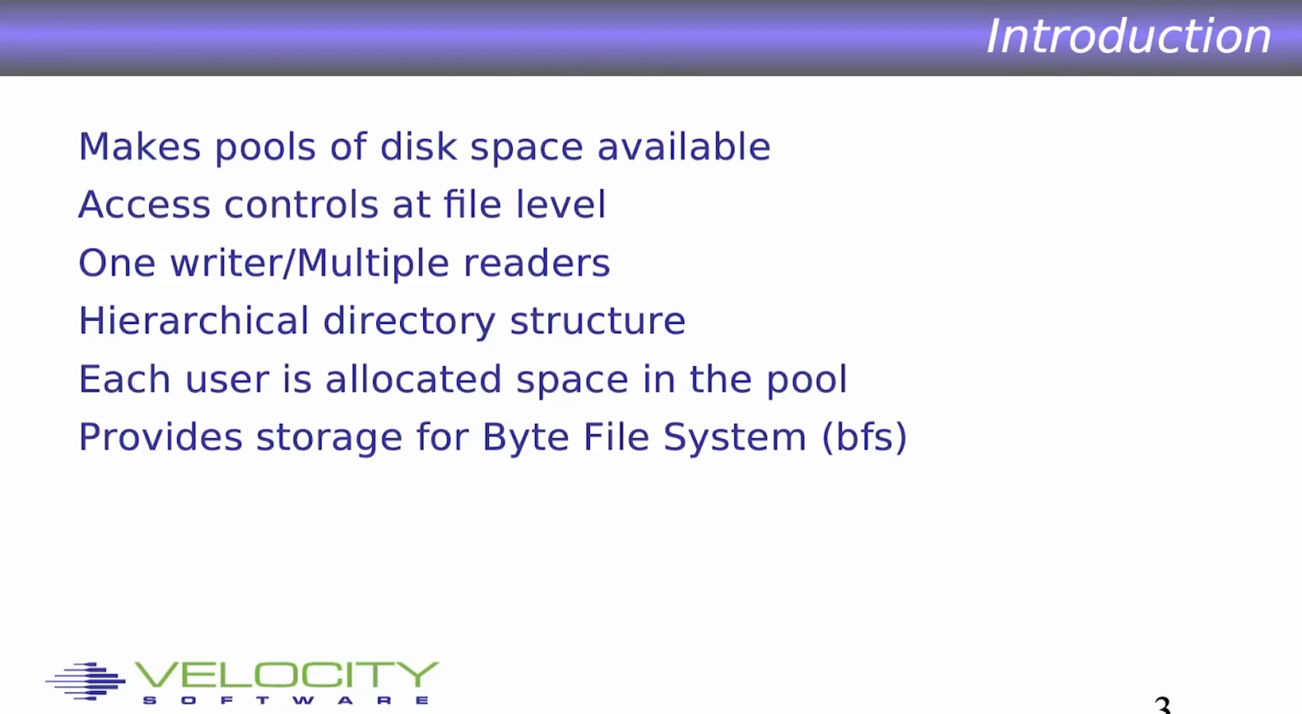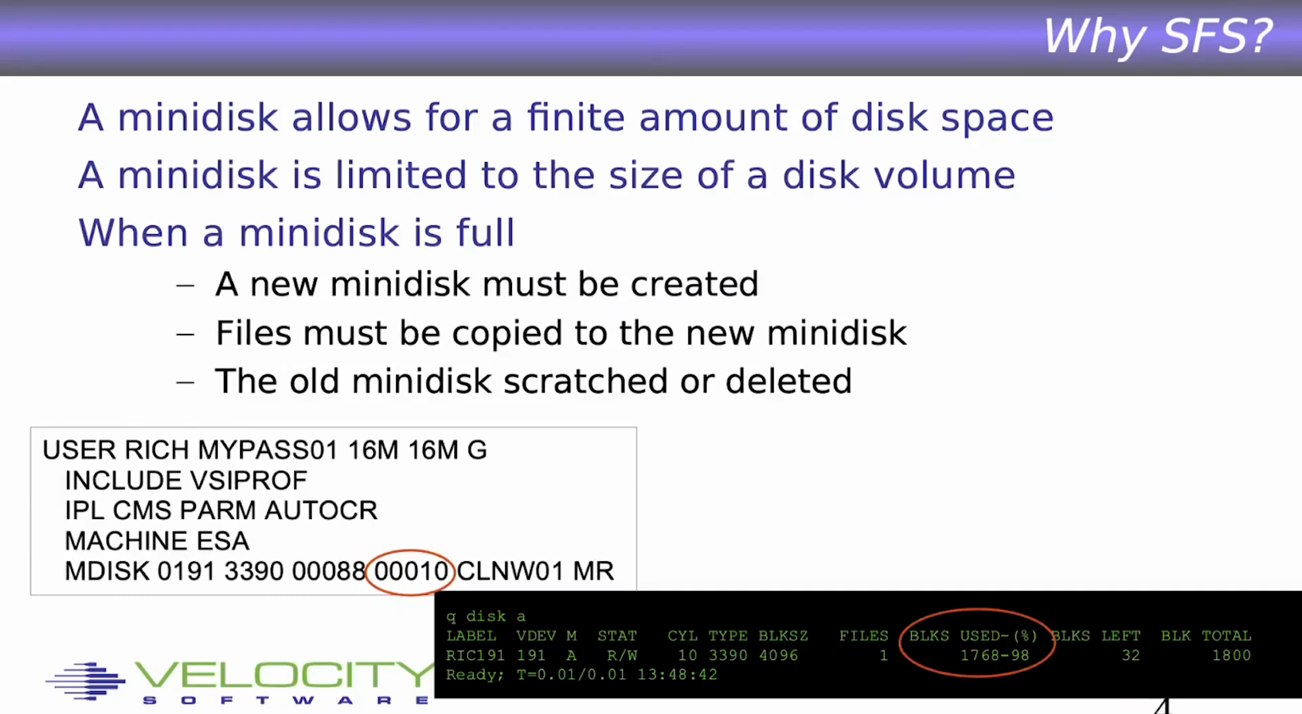It provides access controls at the file level, which the traditional CMS file does not provide for. One writer, multiple readers to a specific directory, a hierarchical directory structure, and each user is allocated space in the pool. And it also provides storage for what's called the byte file system. The byte file system is something that James touched on yesterday in his certificate session. We'll talk a little bit more about what that is.